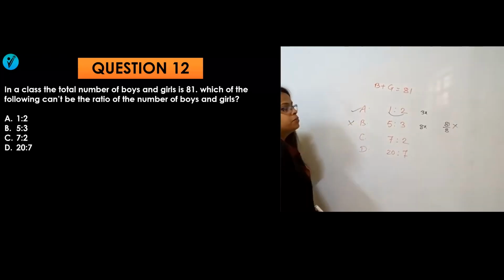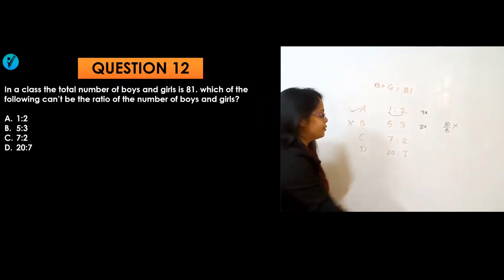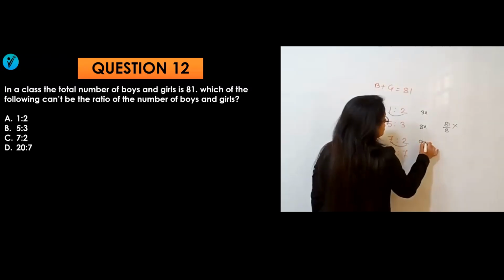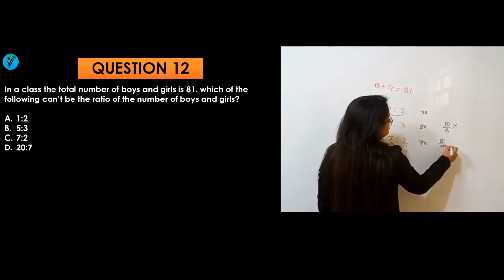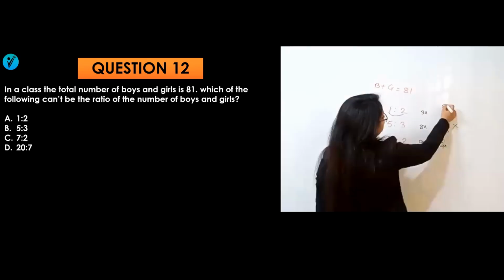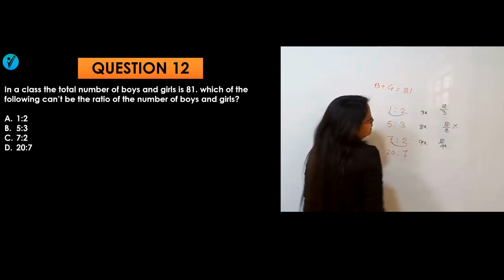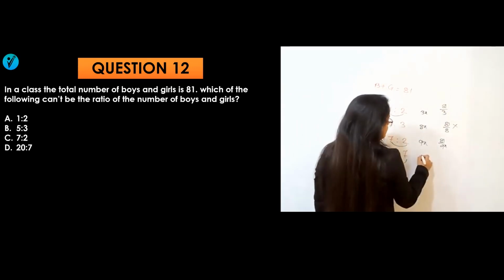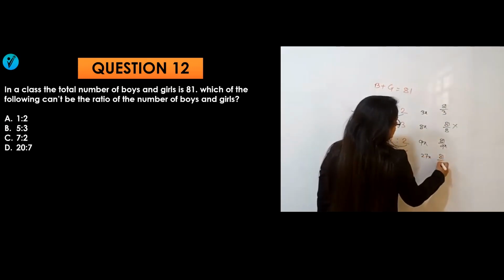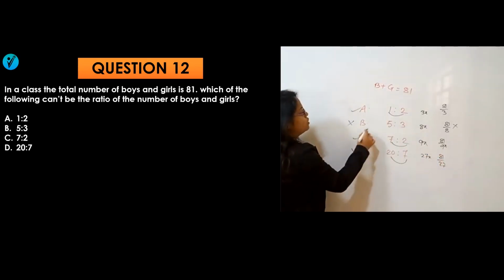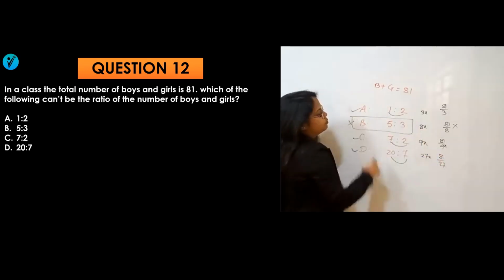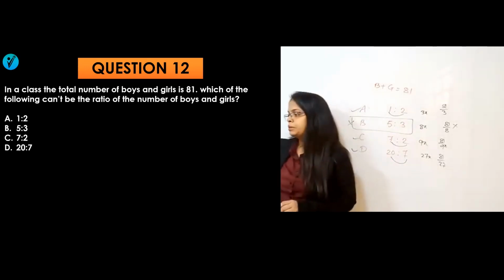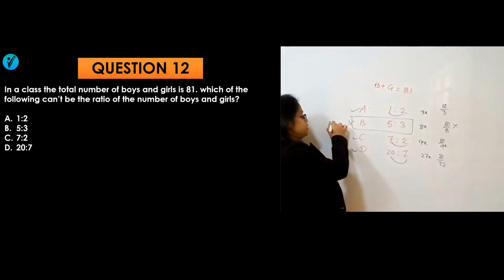So this cannot be divisible by this one. If you add this 7 plus 2, 9x. If we know that 81 by 9x is possible. Here 81 by 3 is possible. Here 20 plus 7 is 27x. That means 81 by 27 is possible. So only option B is not possible. So the answer will be option B.